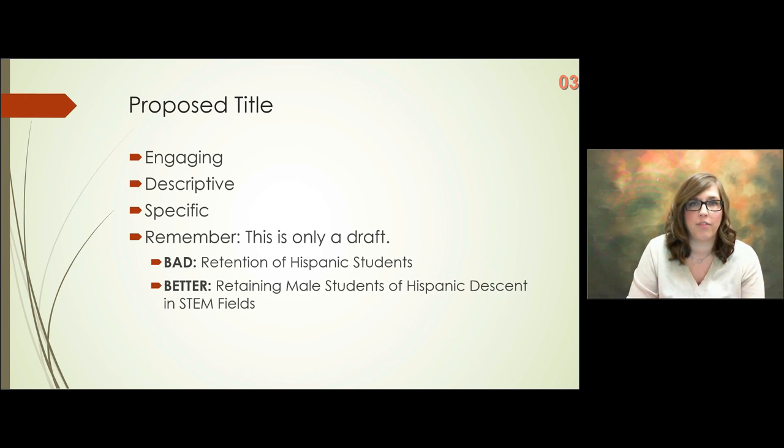So if you're only looking at females, then the word female should go in your title. If you're looking at students of Hispanic descent, and no other descent, then you should say Hispanic students or students of Hispanic descent. So being more specific in your title really matters and can really help people find your research. And remember, this is only a draft. And there are going to be opportunities for you to change or alter your title, and this is your first opportunity to get feedback.